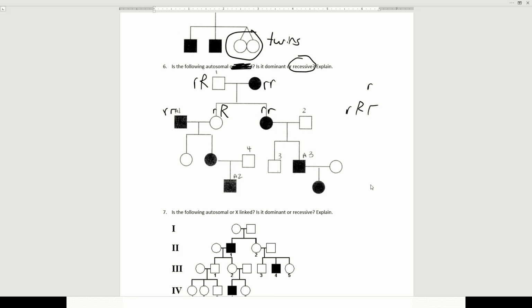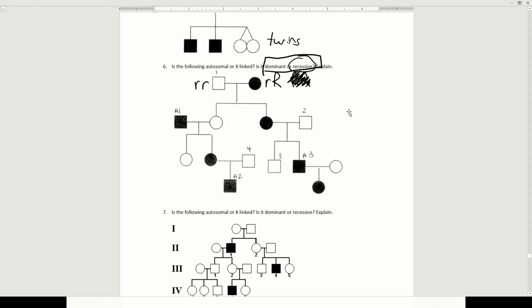In terms of dominant, if it was dominant and we took a look at this, let's erase all this. So dominant, if this person has it, so this person doesn't have it, which means that's what they are. And then this person could be this, but because some of the kids don't get it, they have to be like that. So same sort of path, it'd be the same Punnett square. I don't think there's enough information here to tell if it's dominant or recessive. It could be either one. It would have to skip a generation or something like that. So definitely not sex-linked, could be dominant or recessive.